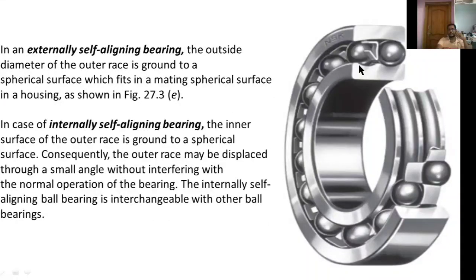In the case of internally self-aligning bearings, the inner surface of the outer race is ground to a spherical surface. Consequently, the outer race may be displaced through a small angle without interfering with the normal operation of the bearing. The internally self-aligning ball bearing is interchangeable with other ball bearings. So these are the arrangements of self-aligning ball bearings. Okay, this is a retainer.